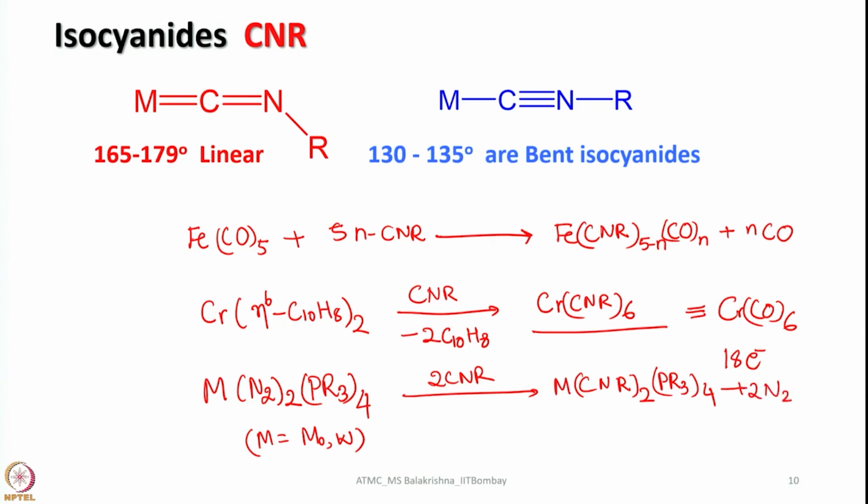These are some of the important methods of preparation of isocyanide complexes, and let us look into the reactions of isocyanides, that means the reactions of bound isocyanides. What are the reactions one can perform when an isocyanide ligand is coordinated to a metal center? Three reactions one can think of: one is a coupling reaction, one is a nucleophilic reaction, and another one is an electrophilic reaction. So, let us look into the coupling reaction first.